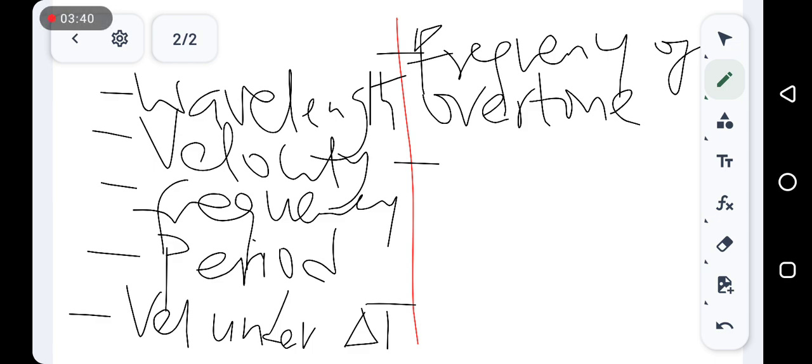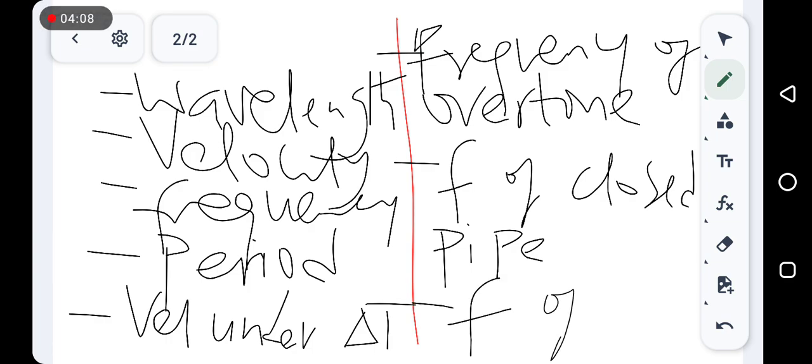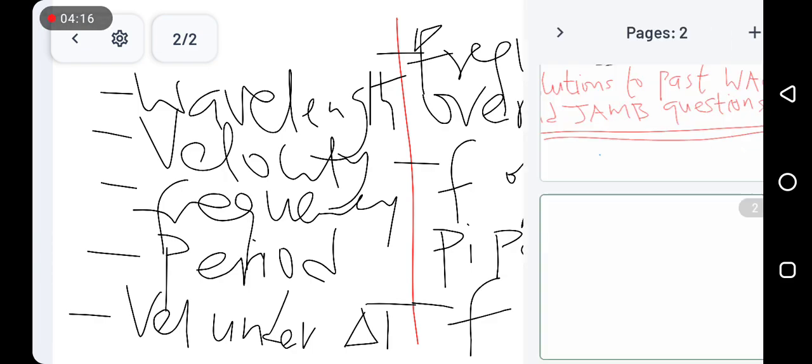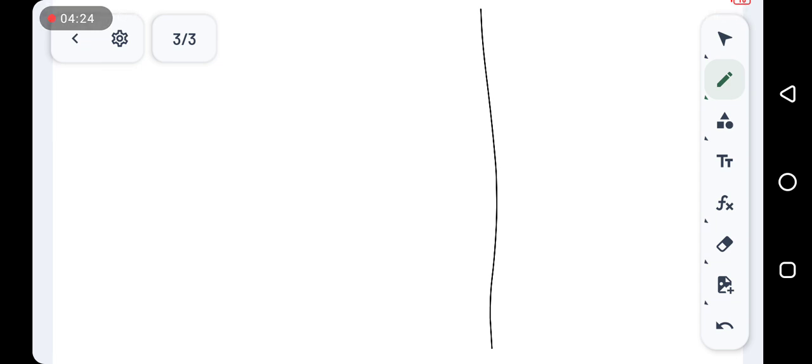Then we also look at the frequency of a closed pipe, we look at the frequency of an open pipe, we also look at frequency under string length variation.